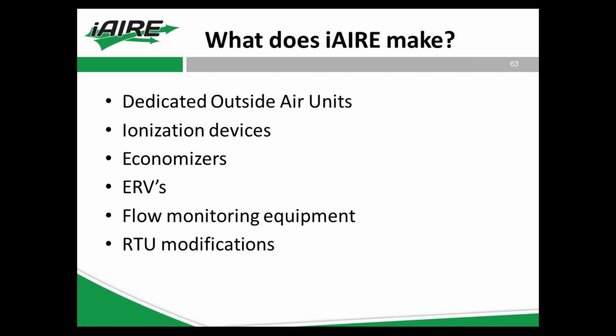So they make a slew of different things: dedicated outdoor air units, ionization devices, standalone economizers, standalone ERVs, flow monitoring equipment, and then they also act as a sort of chop shop where they can do a multitude of RTU modifications. They can do just about anything.